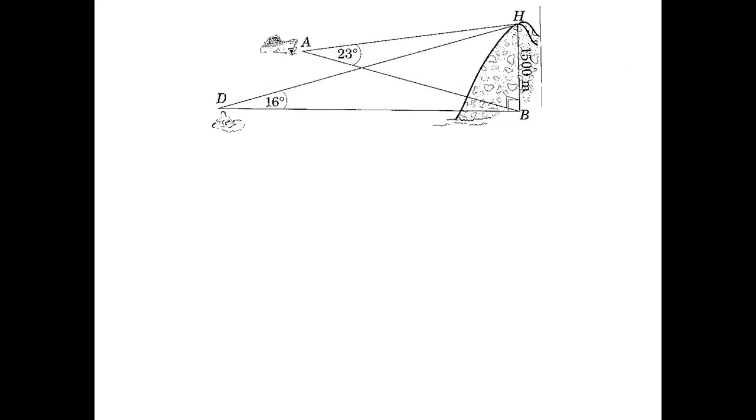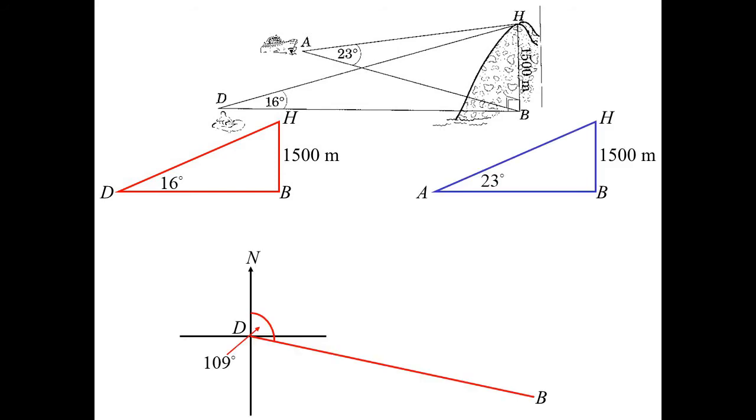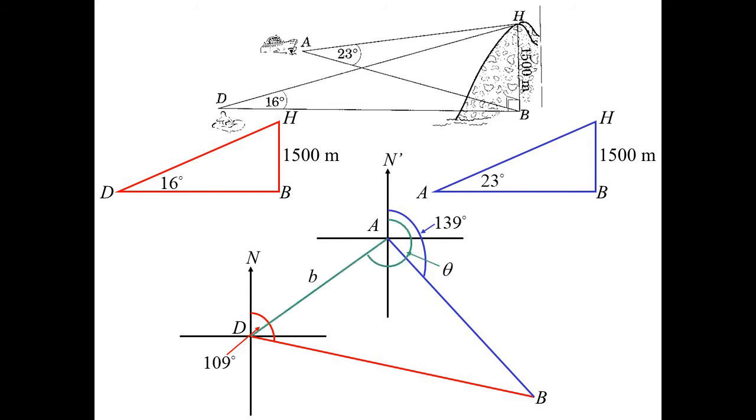All right, here's the diagram. Let's draw some triangles to make life easier for ourselves. So there's angle HDB and angle HAB, and I'll put the bearing down. There's David, 109 degrees to Mount Hope, and Anna's over there, bearing 139 degrees to Mount Hope, and we'll join that up. That's the distance we want to find, and there's our bearing that we want to find. They're the two pieces of information we want.